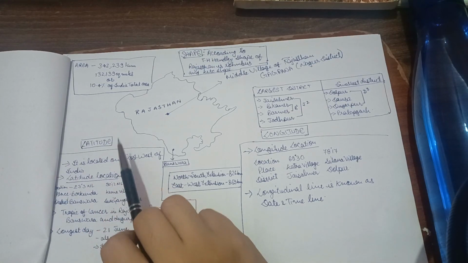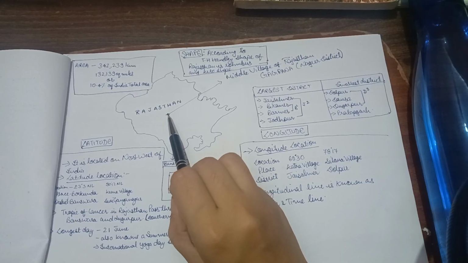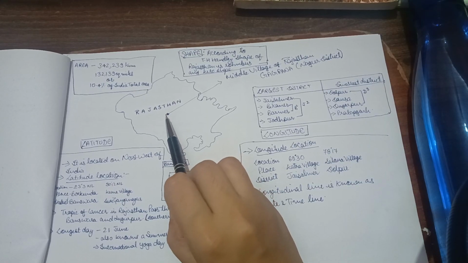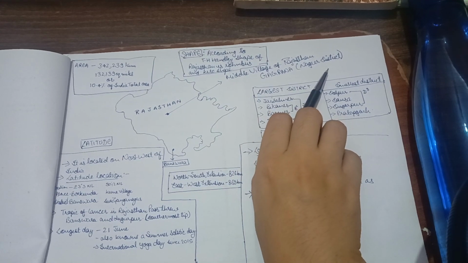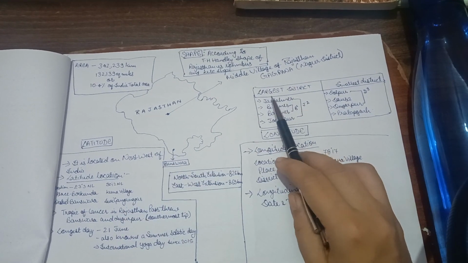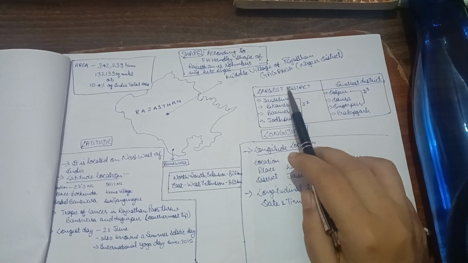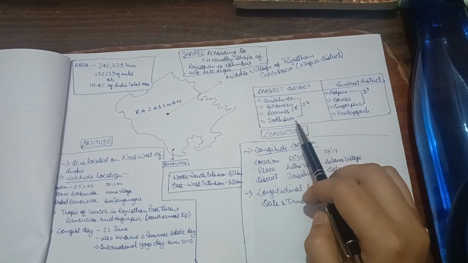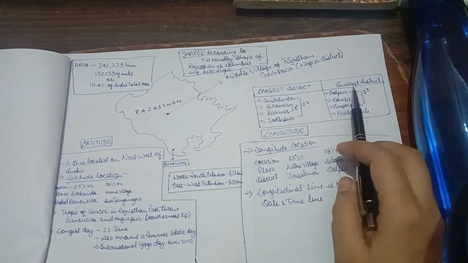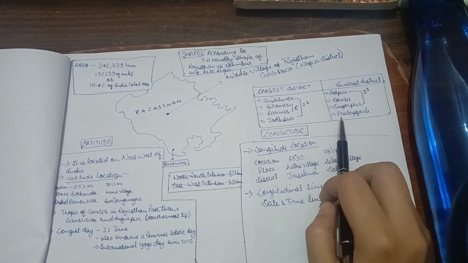Now there is a map of Rajasthan. You will see here the middle village of Rajasthan. The middle village of Rajasthan is Gaigran, which is in Nagaur district. Here is the list of largest districts of Rajasthan and smallest districts of Rajasthan. Largest districts are Jaisalmer, Bikaner, Barmer, Jodhpur, and smallest districts are Dholpur, Dausa, Dungarpur, and Pratapgarh.